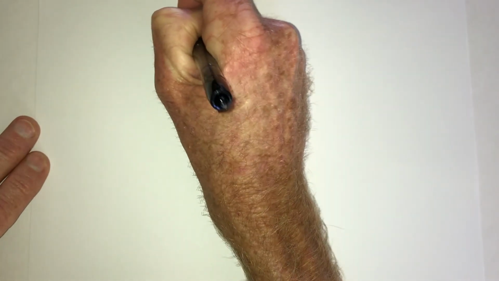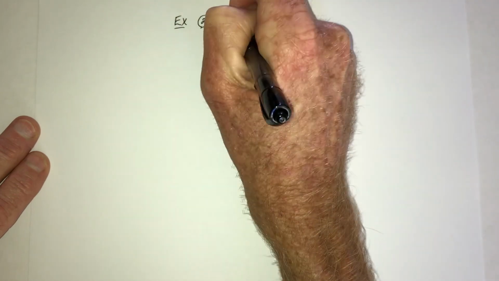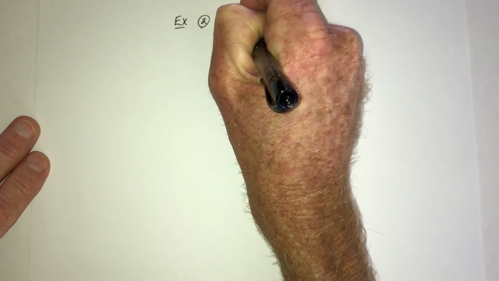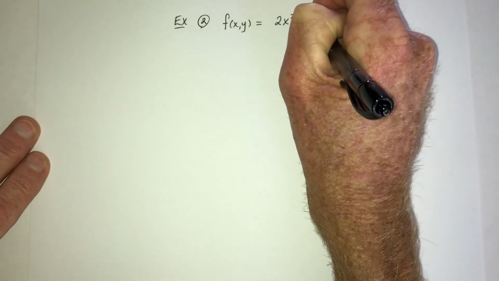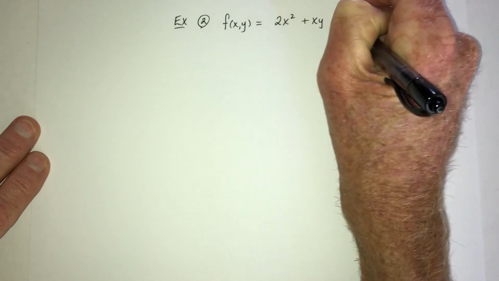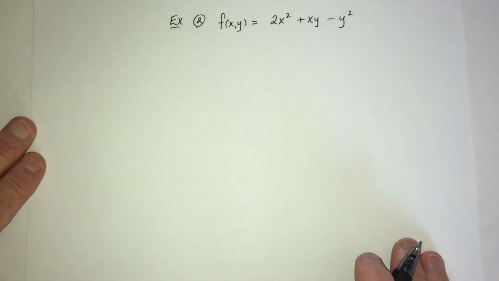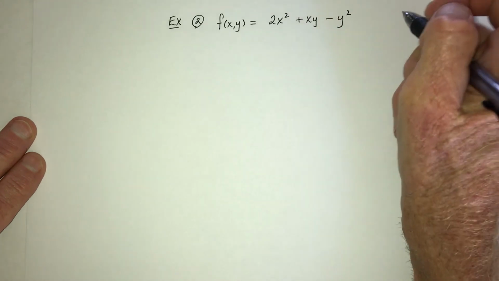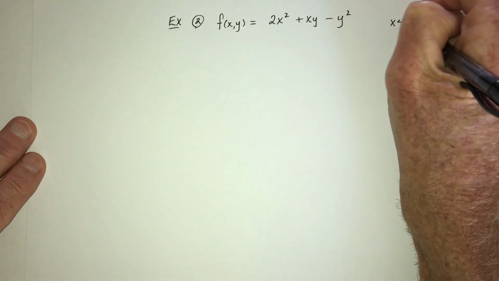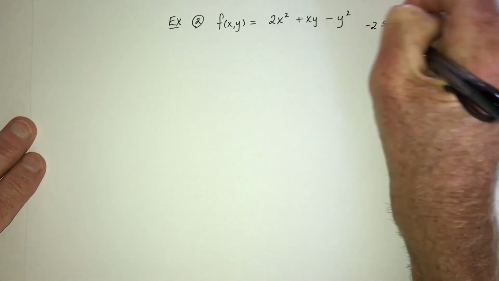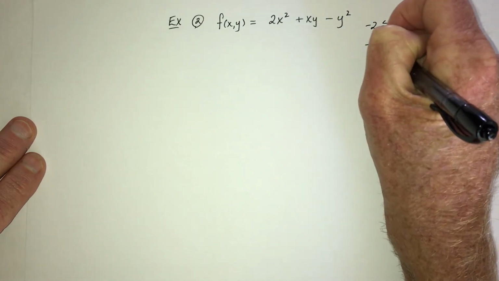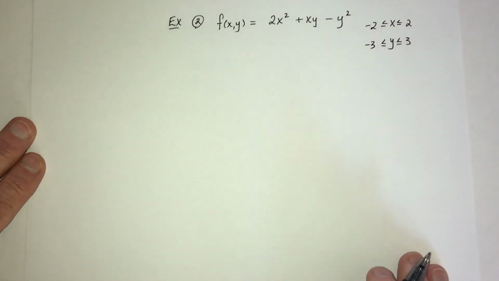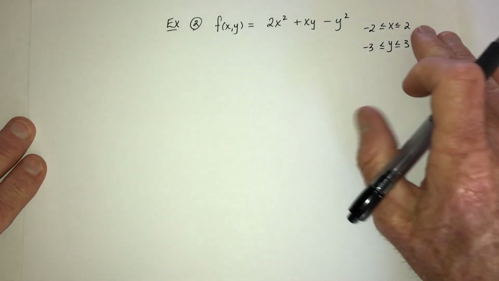So for example number 2, the function is equal to 2x squared plus xy minus y squared. And then we're going to have x go from -2 to +2, and y is going to range from -3 to +3. This part we do later.